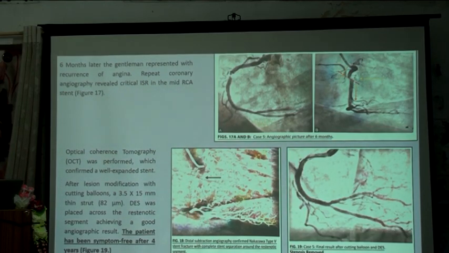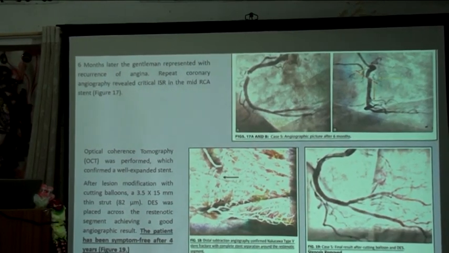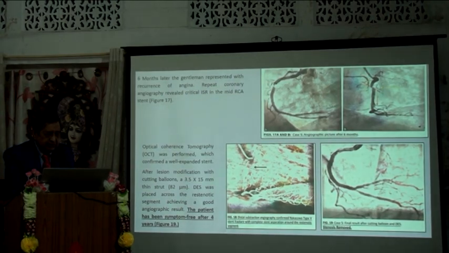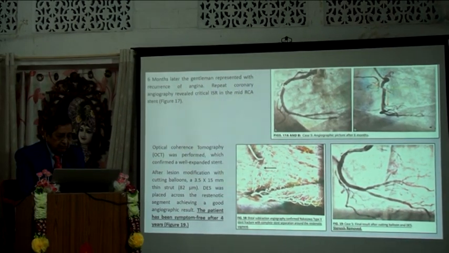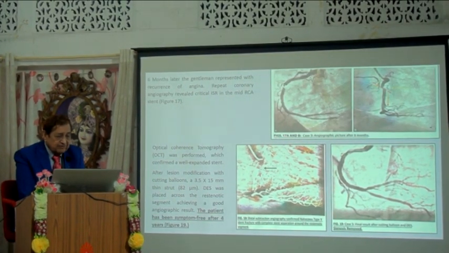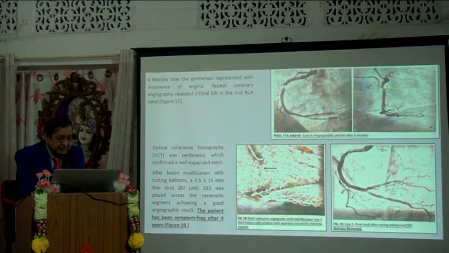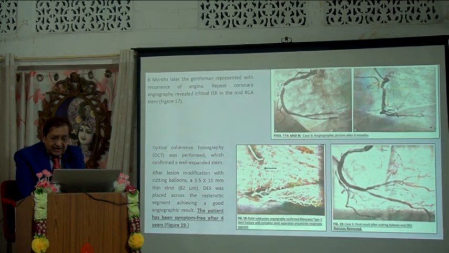Optical coherence tomography was performed, which confirmed a well-expanded stent. After lesion modification with cutting balloons, a 3.5 by 15 mm thin-strut, 82 micrometer drug-eluting stent was placed across the restenotic segment, achieving a good angiographic result. The patient has been symptom-free after 4 years, and you can see in the lower figure that stenosis is removed. Blood is flowing very well.